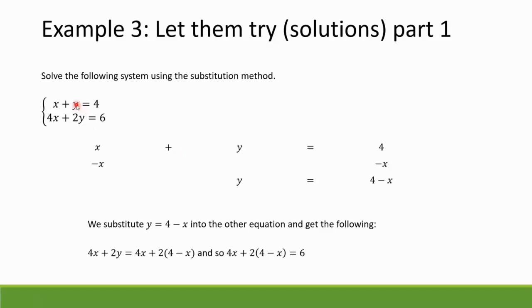What I like to do is take the variable that has a coefficient of 1 and get that in terms of the other variable. So here y has a coefficient of 1, so I like to get y in terms of x. I mean, x also has a coefficient of 1, so you could get x in terms of y, either one. But either way, we get y in terms of x, so we subtract x from both sides, and we get y equals 4 minus x, as you can see.